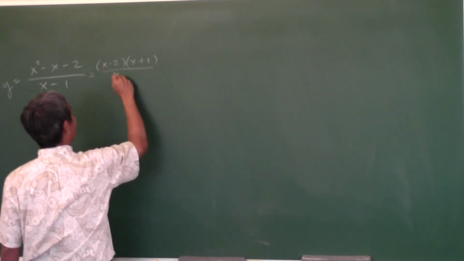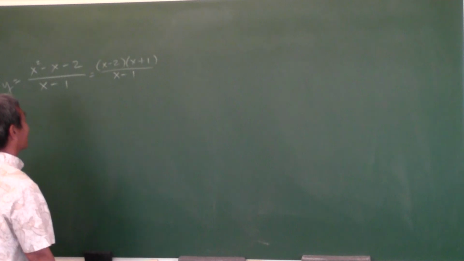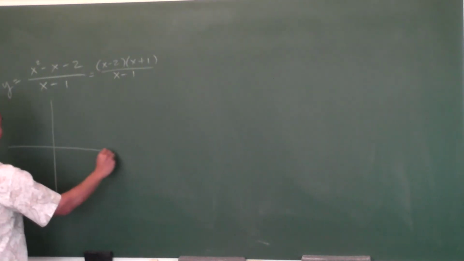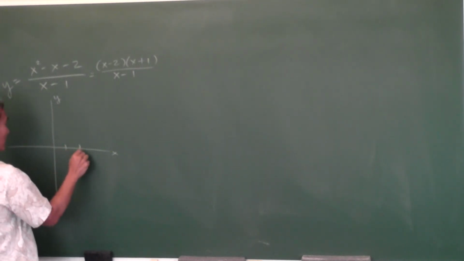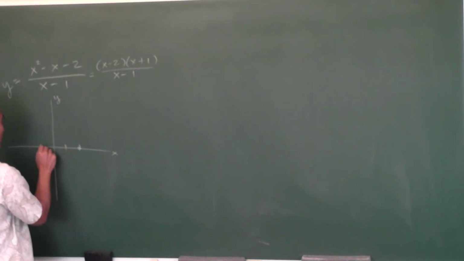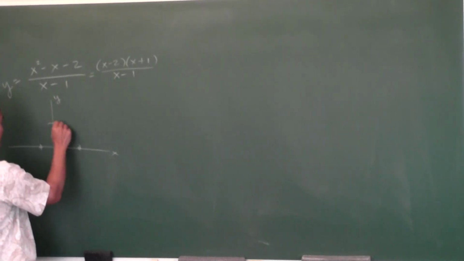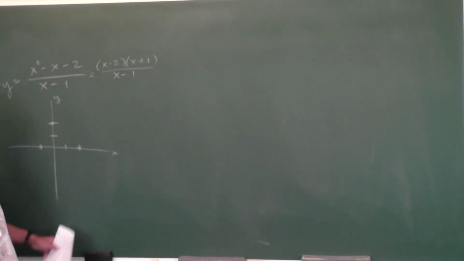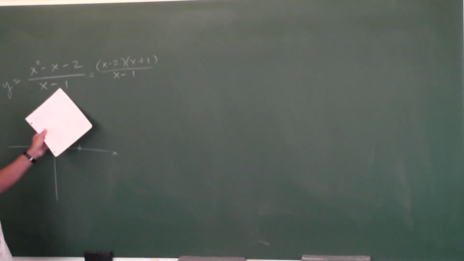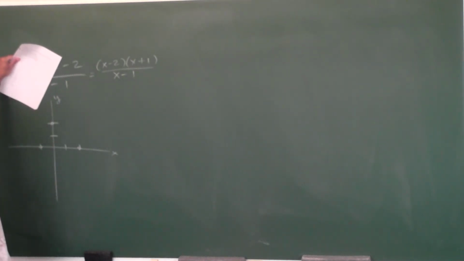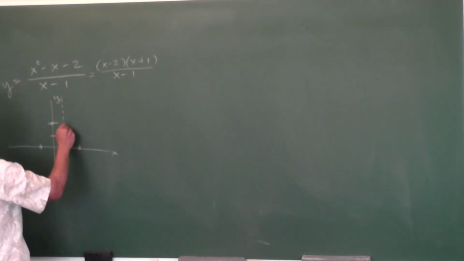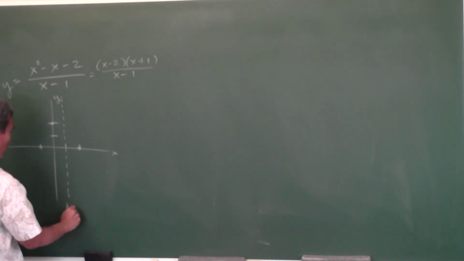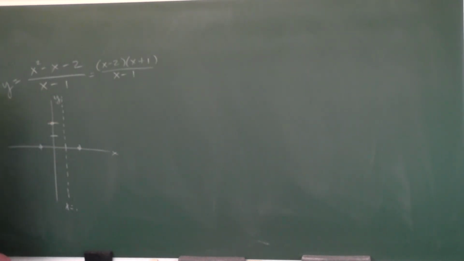Let's factor it anyway. So I can't cancel anything. So let's go through those four things that we learned yesterday. X-intercepts. You guys should be experts by now. 2 and -1. Y-intercept. I don't know if you know this, but when you find the y-intercept, it's easier to look at this one because you can just do that, right? Vertical asymptote. X equals 1. You look at the denominator. What makes the denominator 0?